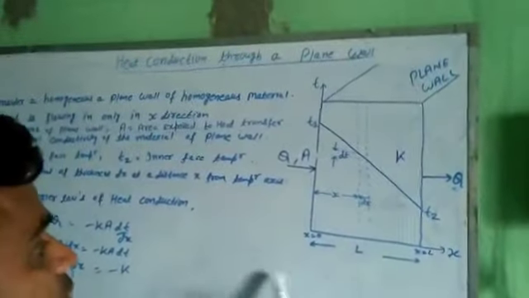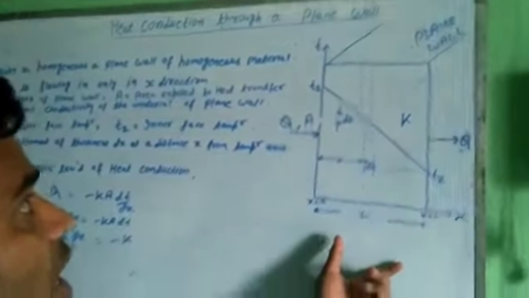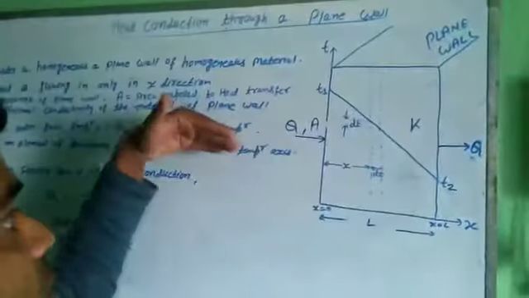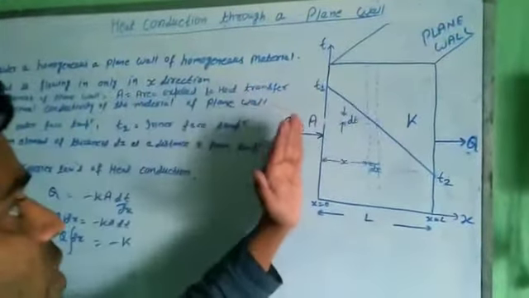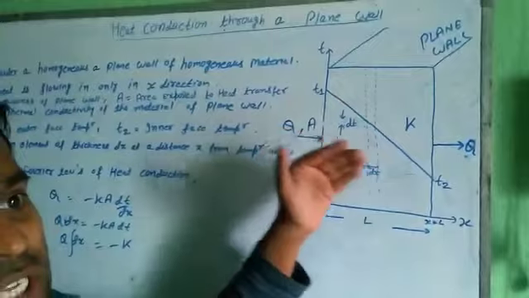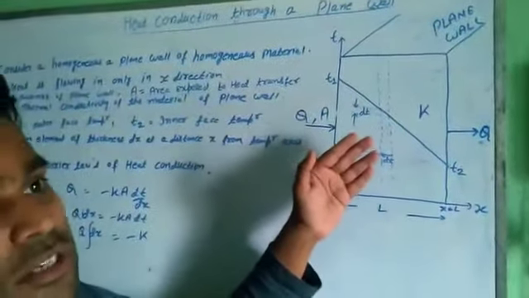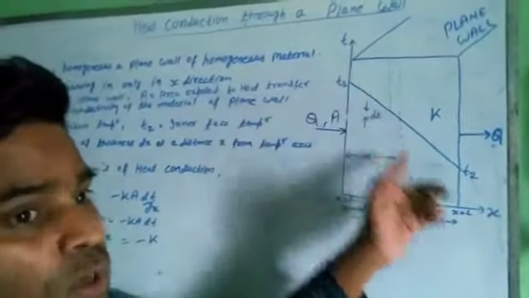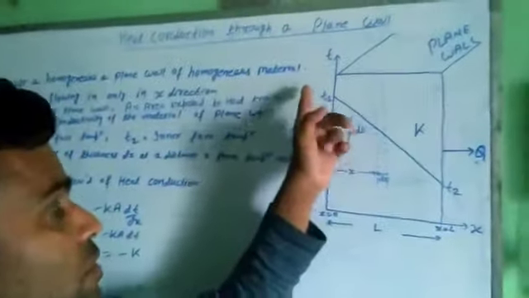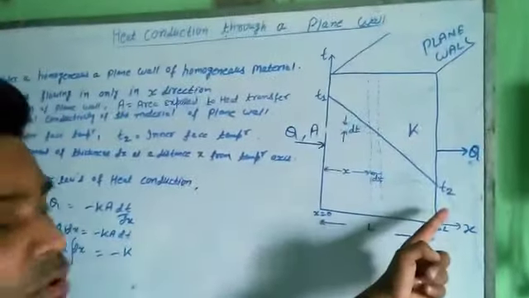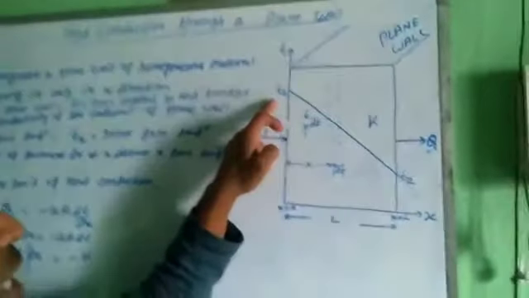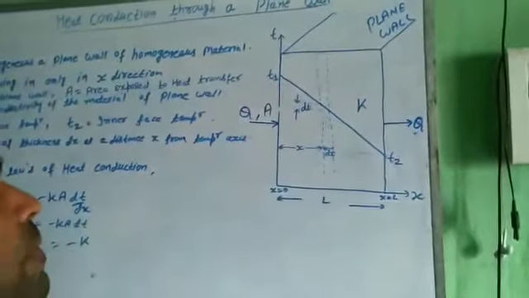So this is a plane wall whose thickness is L, and this is the outer face and this is the inner face, and heat transfer is taking place from the outer face to the inner face. Because of heat transfer at steady state, there is a temperature distribution across the thickness of the plane wall. This is a linear profile of the plane wall temperature distribution. So the outer temperature is T1 and the inner temperature is T2.